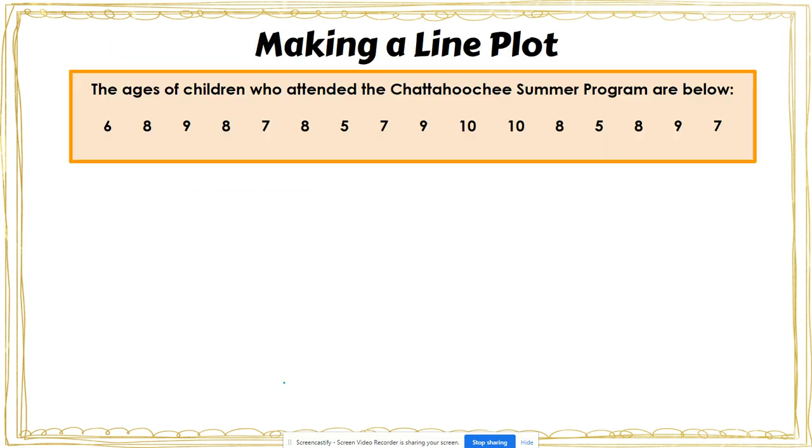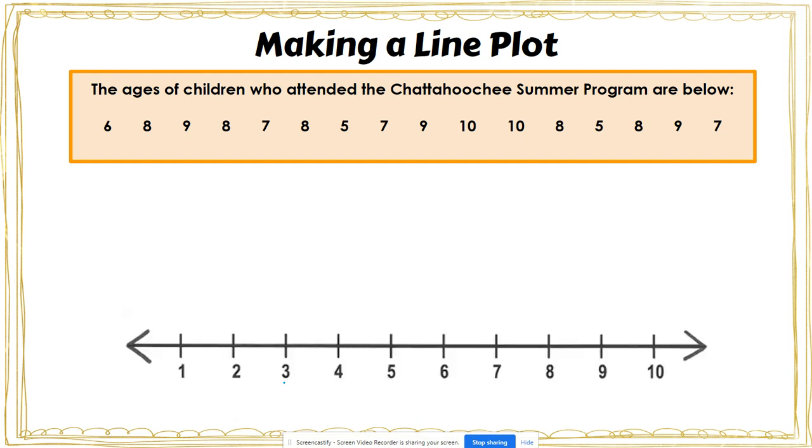To make a line plot, the first thing that we need to do is make a number line. I can see from the numbers in this data set that my smallest number is 5 and my greatest number is 10. So I need a number line that at least goes from 5 to 10. For this, I can use a simple number line that goes from 1 to 10.